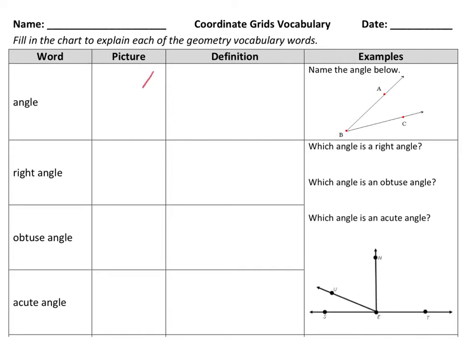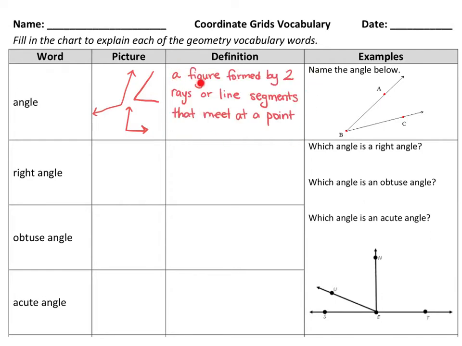So angles can look like this. They could look like this. Or this. Now we're going to write the definition in the next box. A figure formed by two rays or line segments that meet at a point.